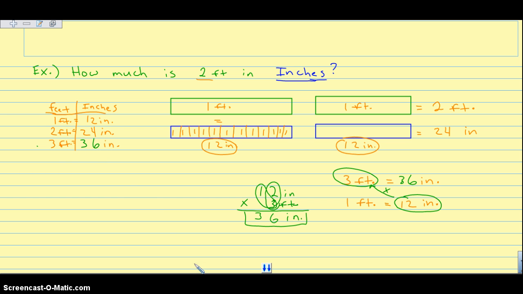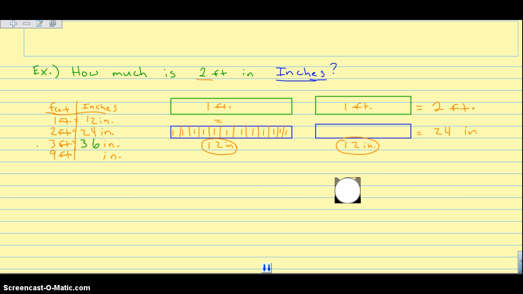Now this time, what if I were to ask you, I have 9 feet of ribbon, and I'm asking you how many inches is that ribbon? How would you solve that? You can pause the video and solve it on your own and press play, and you can check our answers together.